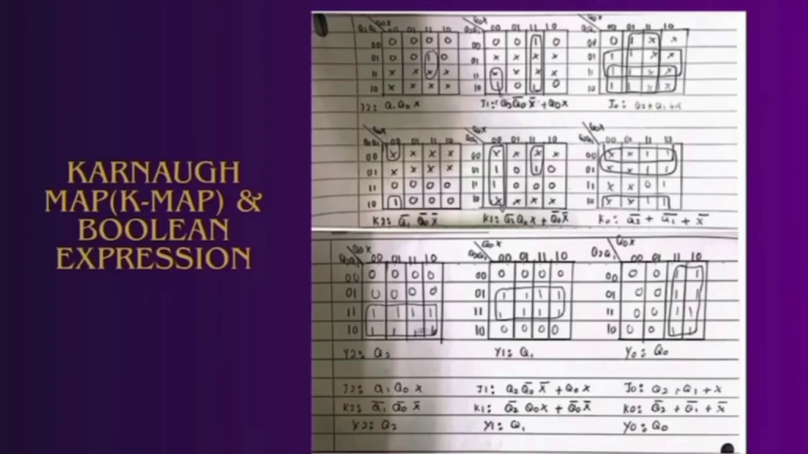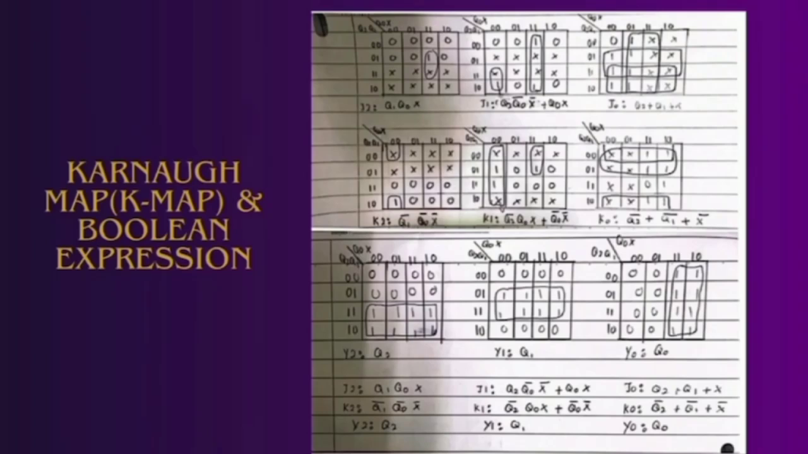Now we can see the Karnaugh maps, or K-maps, that we have done for this project, and the Boolean expressions we got from the K-maps. After simplifying these K-maps, for J2 we got Q1 Q0 X, and K2 is Q1 bar Q0 bar X bar. For J1 we got Q2 Q0 bar X bar, OR with Q0 X. For K1 we got Q2 bar Q0 X, OR with Q0 bar X bar.